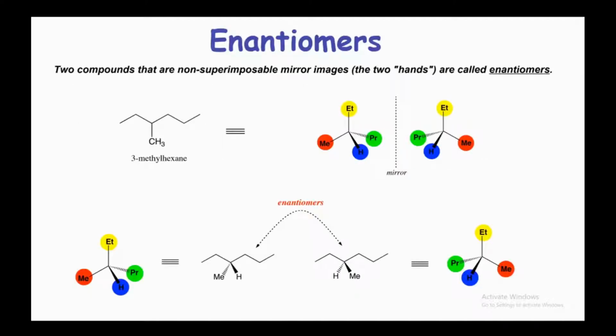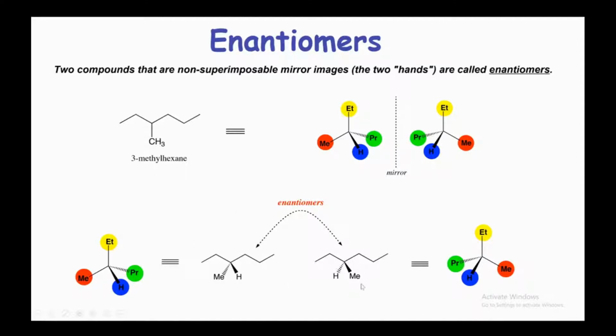Let's move on to the next slide. Now, the next basic definition in stereochemistry is enantiomers. So 2 compounds that are non-superimposable mirror images, like the 2 hands, are called enantiomers. So consider this structure, 3-methylhexane. If you write down this structure with ethyl on top, methyl on the bottom, and then propyl and hydrogen, and you put a mirror next to this structure, literally a mirror, what will the mirror show you? The ethyl and methyl on the right hand side, and then propyl and hydrogen on the left hand side.